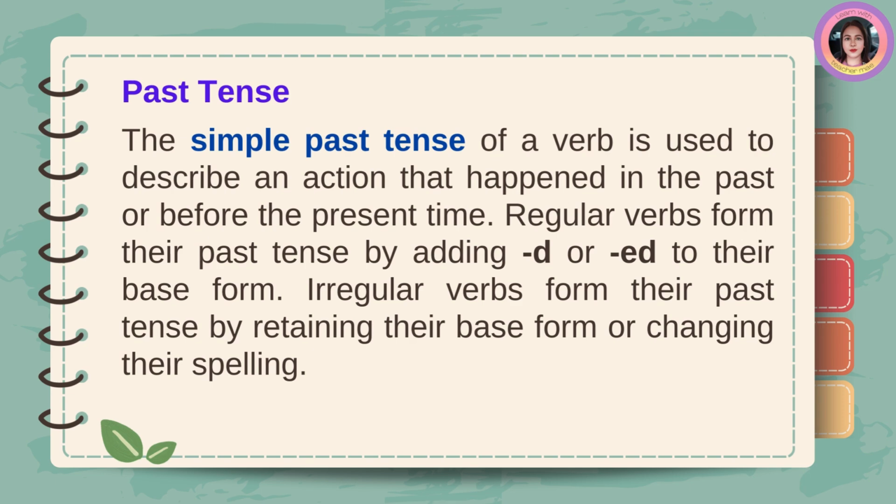Past tense. The simple past tense of a verb is used to describe an action that happened in the past or before the present time. Regular verbs form their past tense by adding d or ed to their base form. Irregular verbs form their past tense by retaining their base form or changing their spelling.